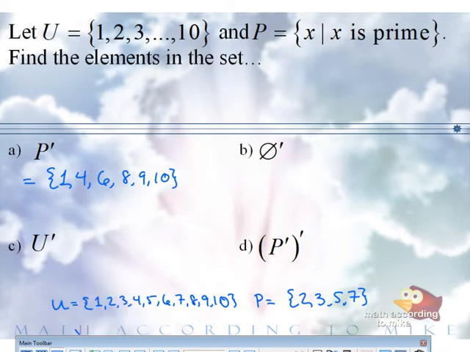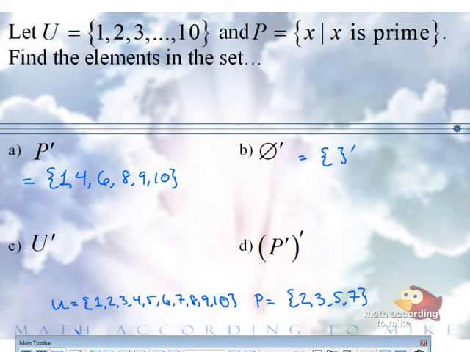Good. So P prime means all the elements that are in the universal set U but are not in the set P. 2, 3, 5, 7. Or B, the empty set prime. What elements are in the empty set? None of them.